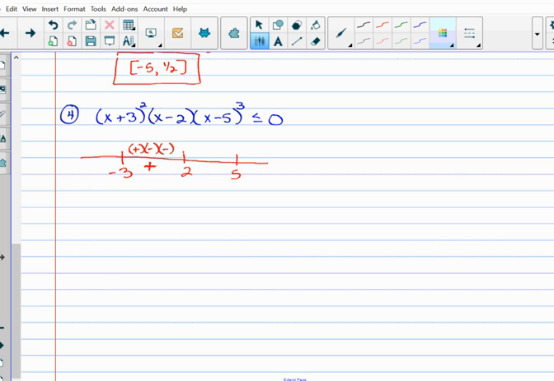So this is plus. And then let's keep working our way across. This one here, the 2, do I have multiplicity on that? No. So what do you think is going to happen? Yeah, it's just going to alternate like normal. So this was positive, this side will be negative.